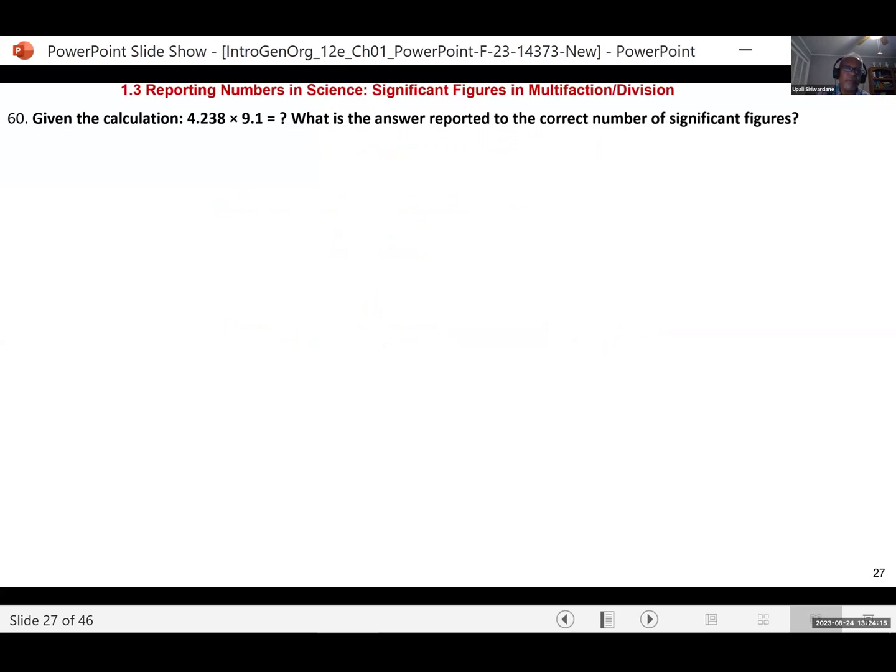So these are the questions. The calculated answer for this multiplication is 38.5658. So the first number, 4.238, has 4 significant digits. And now 9.12. Therefore, this number needs to be rounded off to give 2 significant digits.